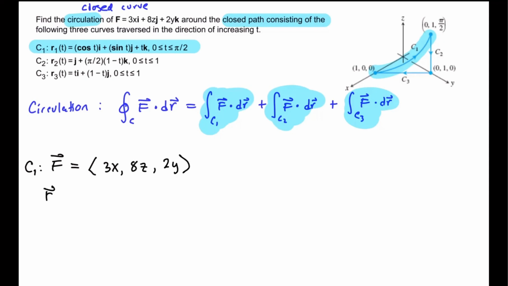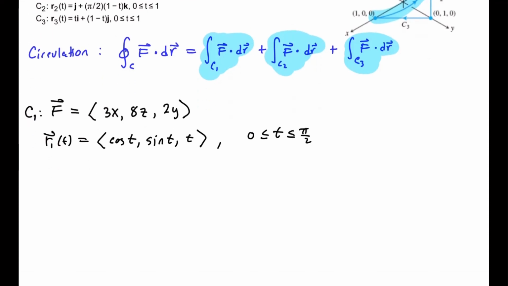And R1 of t, that's the curve describing C1. Component-wise, this is going to be cosine of t, sine of t, and t, and t is going to go from 0 to pi over 2. So we're given the parameterization of the curve C1. Okay, so we need to find R prime. Let's go ahead and find that. R prime is going to be negative sine of t, cosine of t, and 1.